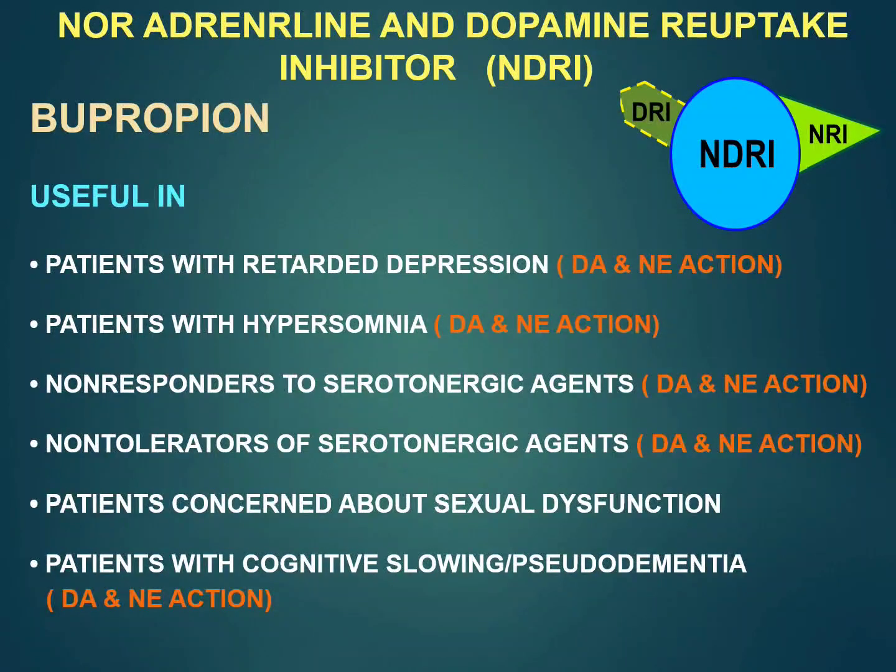Bupropion. Again, bupropion is used when there are sexual side effects, or even in retarded depression, in patients with hypersomnia, and in non-responders to SSRIs. There these compounds are more favorable. Sometimes when patients complain of memory disturbances, pseudodementia, then also these are given. And of course, with sexual dysfunction.